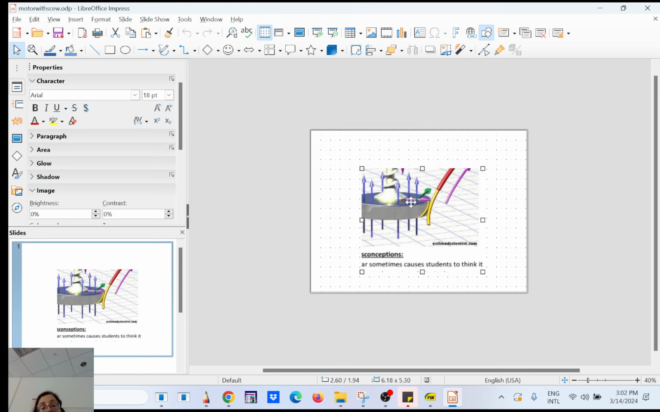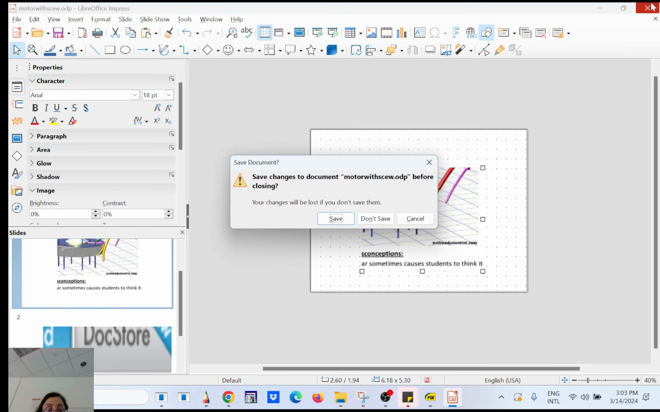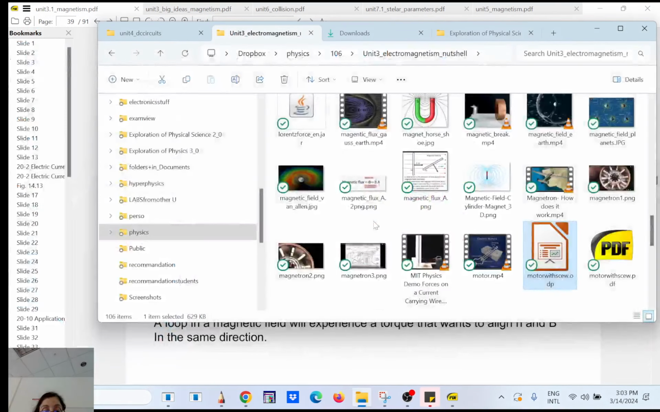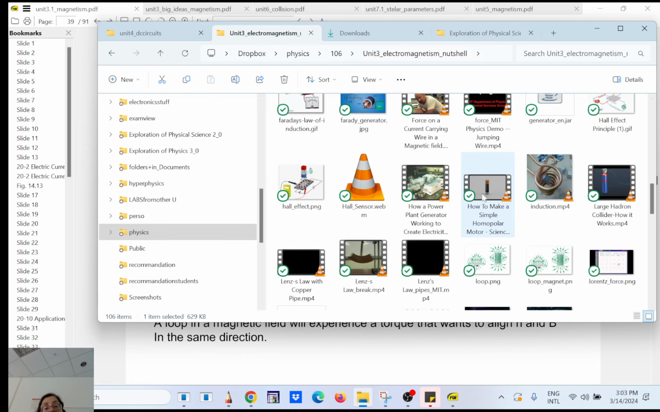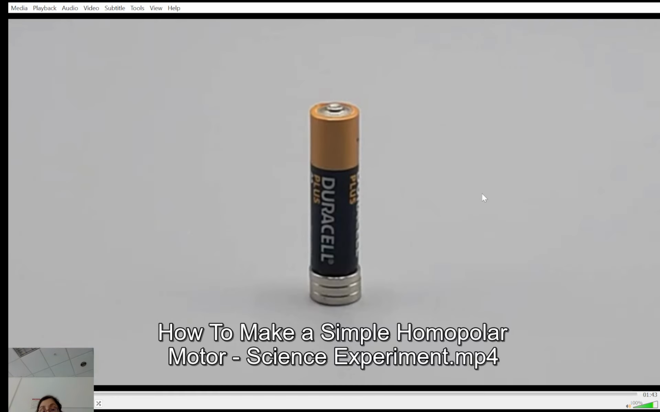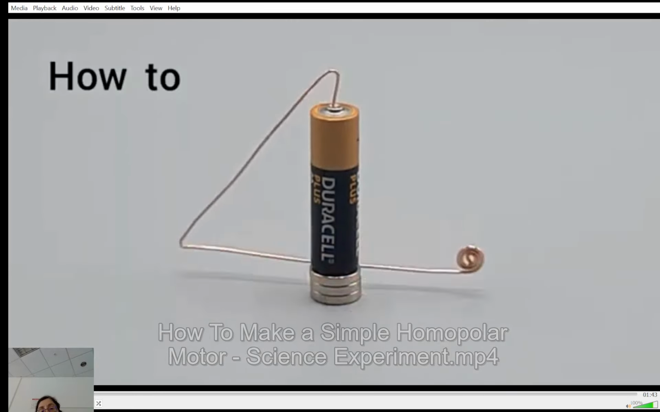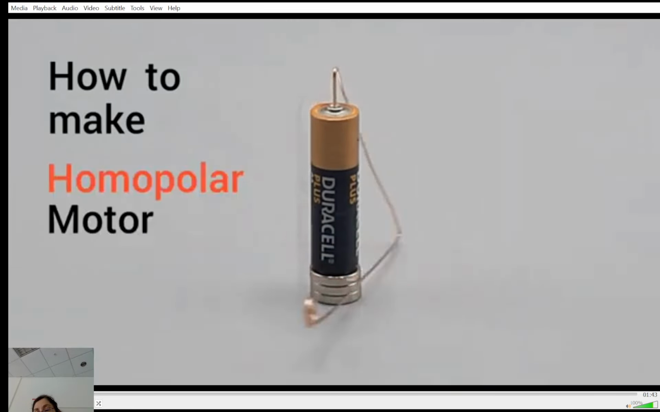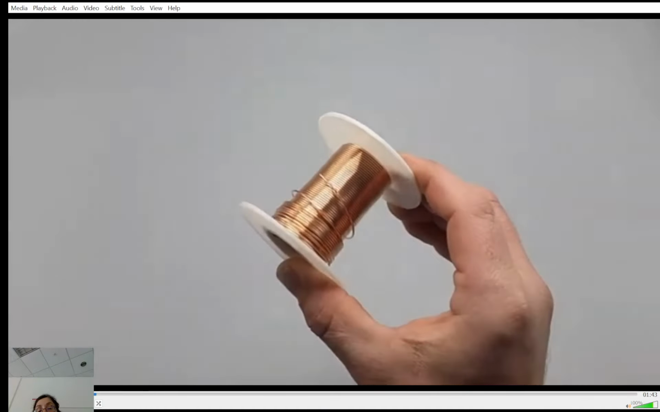So you have the magnetic field going in this direction. You're going to have the wire going in that direction. And you have the magnetic force here. I don't see very well. Is there a video? Do you see? It's called a homopolar motor. Okay, here. So you can look up online.